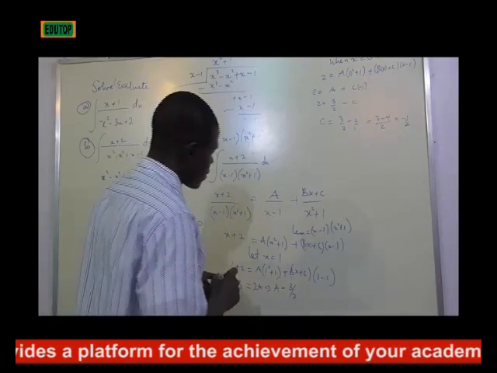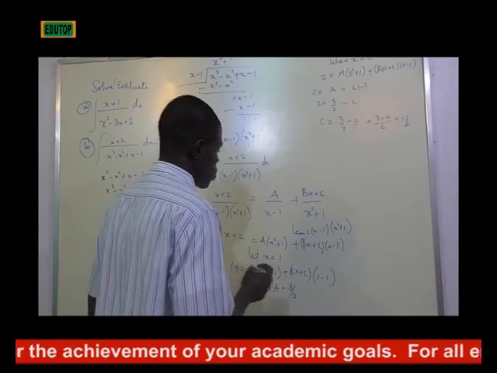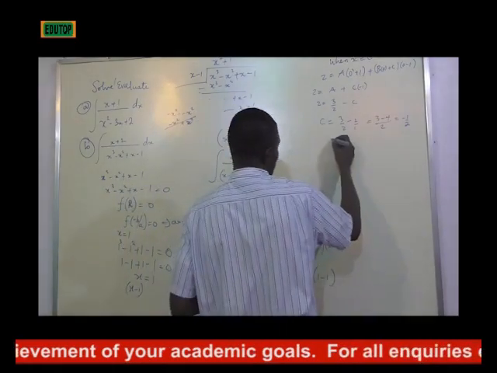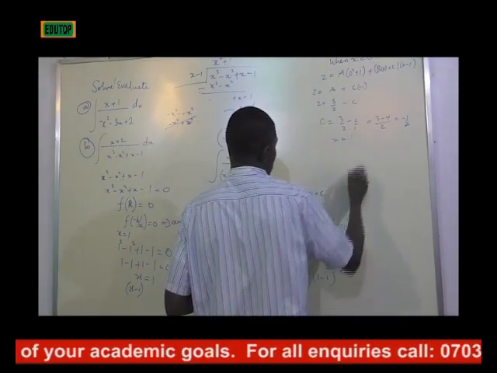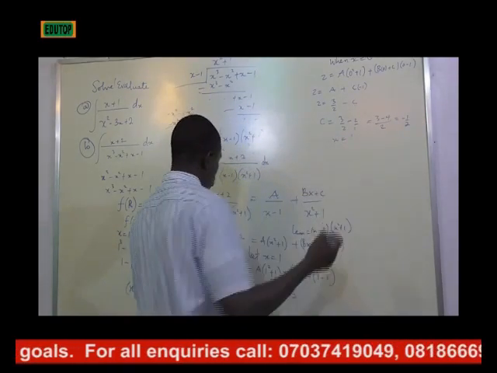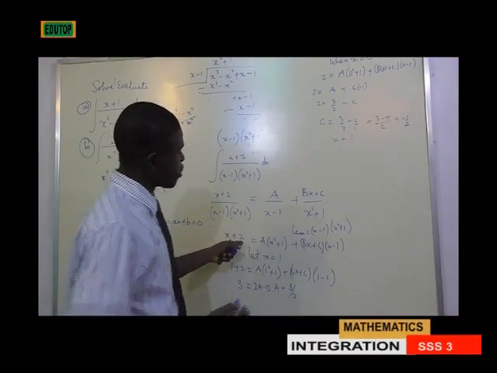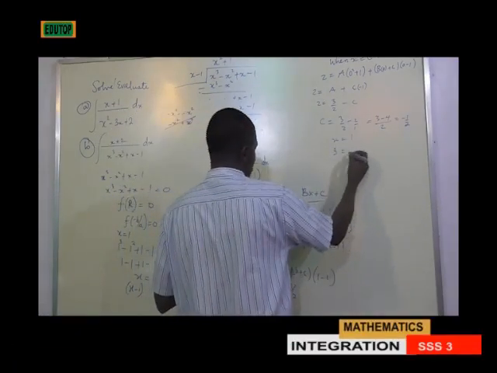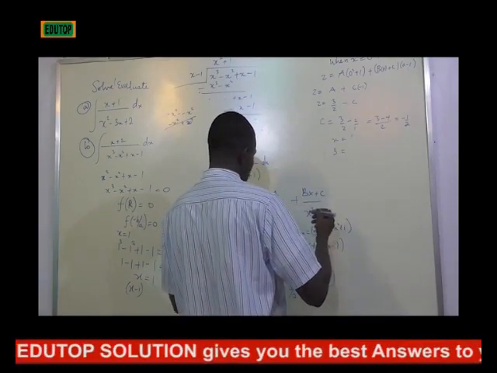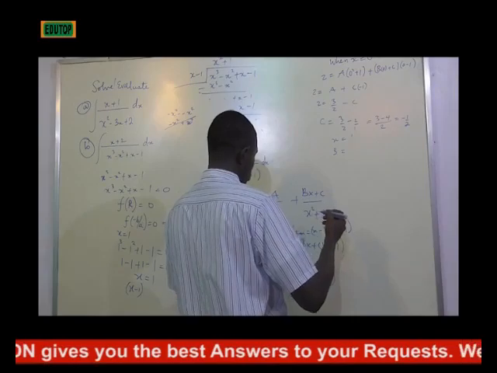So I want to calculate my B now. To calculate my B, let me just assume that x is equal to 1 and put in my values. So when x equals 1, I'm still using this one as my original equation. 1 plus this gives me 3. Then what do you have here? 1 squared, 2.